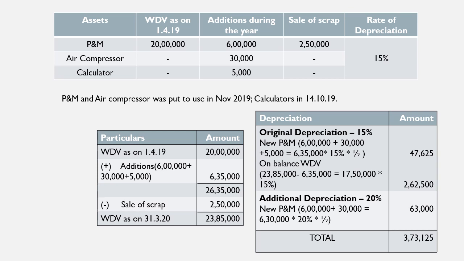I repeat, plant and machinery has two depreciations: additional depreciation of 20% and original depreciation of 15%. And everywhere be clear that the number of days for which the asset is put to use has to be considered. Based on that, the depreciation 15% or 20% will be calculated.